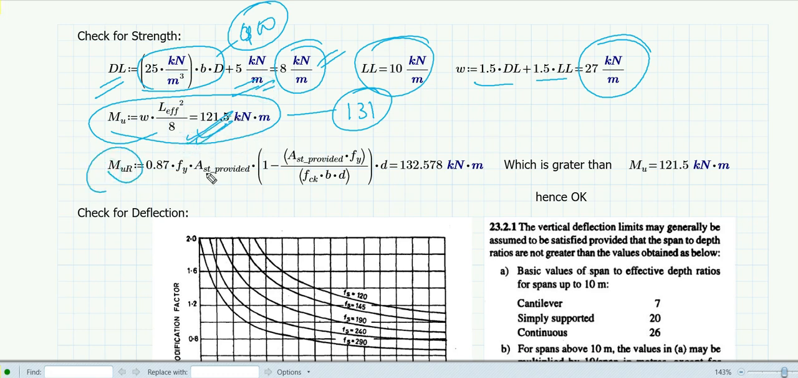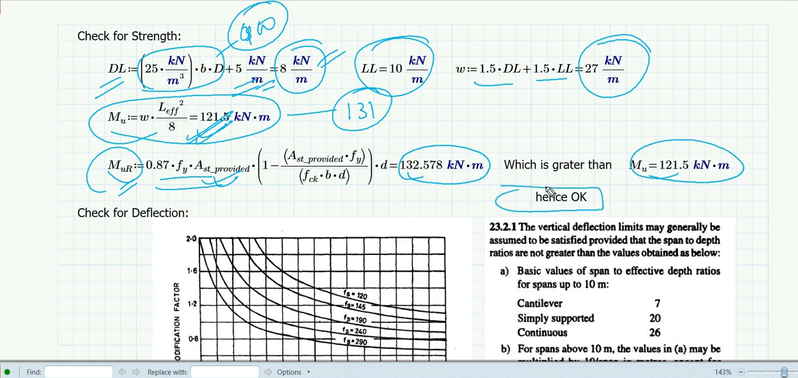Now the moment of resistance means, whatever beam section that we have assumed, that is width of 300, depth of 400, with four numbers of 20 mm bars, how much moment it can take. That can be found out from the same equation, basically. So you have to provide AST provided, because we have provided four numbers of 20 mm bars. You put the values in the same equation and you can find out the moment of resistance as 131, which is greater than 121, so it is found to be safe.